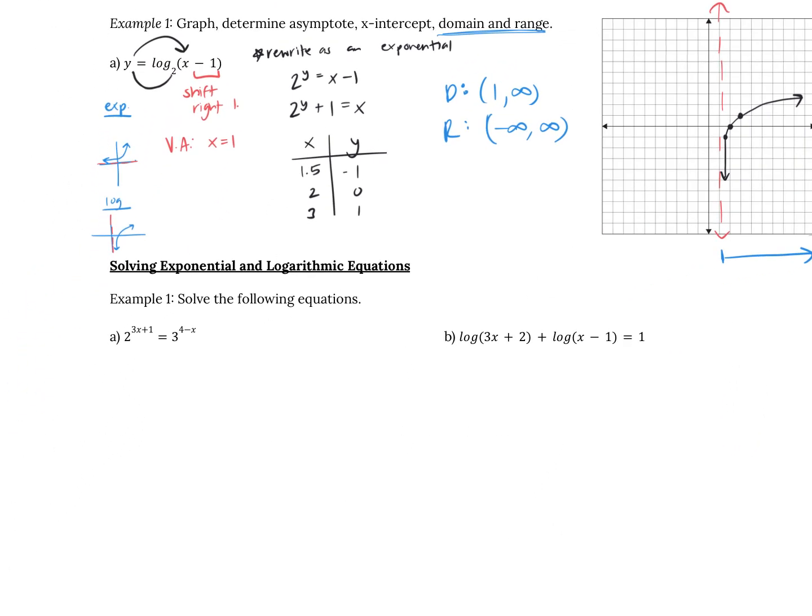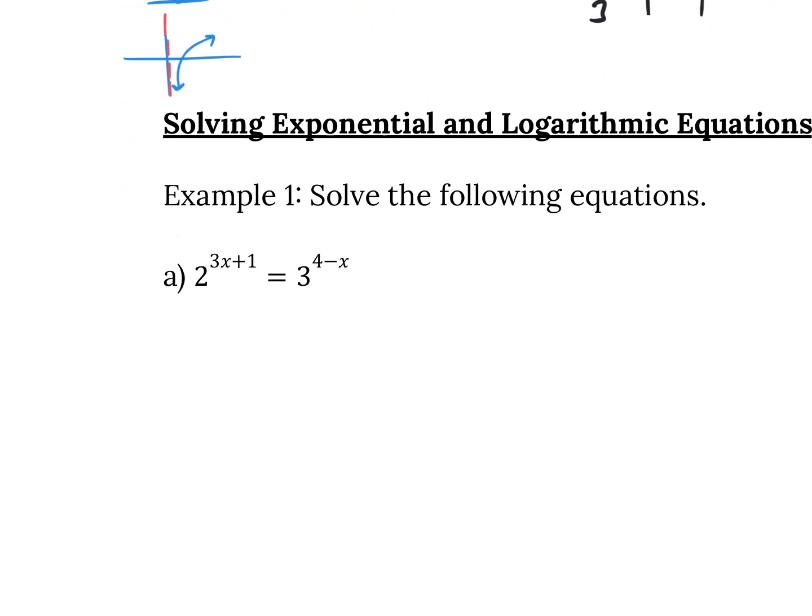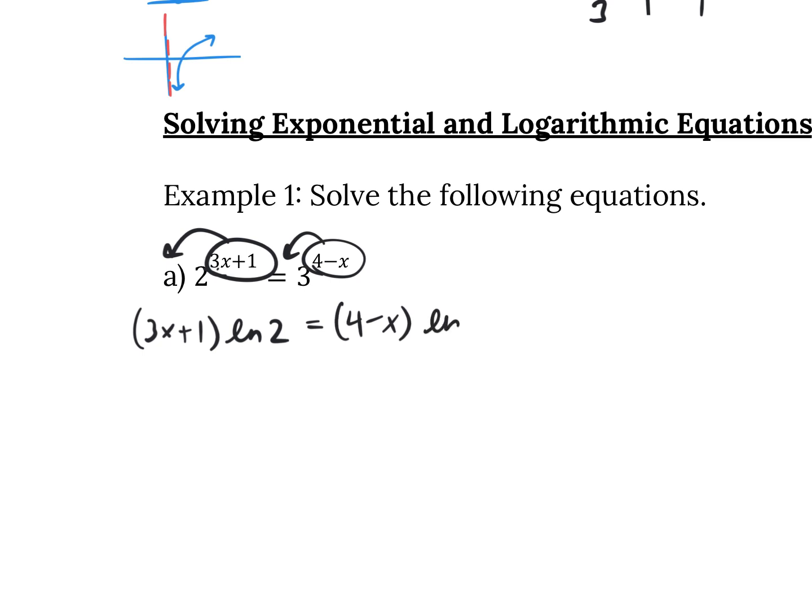First one here, if I have variables in the exponent and I want to move them down in front, I'm going to have to take the log of both sides, or the natural log of both sides, to get those to move down. I like natural log just because it's one less letter. So I'm going to move this down with my natural log of 2. If I move this 4 minus x down in front, that's 4 minus x times the natural log of 3.